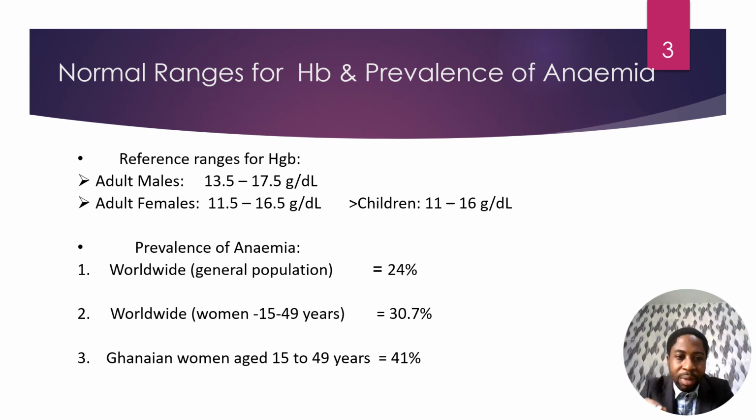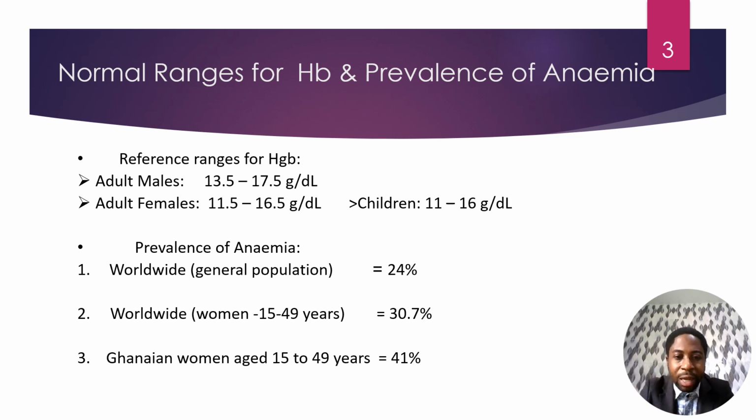The prevalence of anemia worldwide for the general population is 24%. So meaning if you strike the prevalence of anemia for all persons, including children, women, men, the value will be 24%. And the prevalence of anemia worldwide for women aged 15 to 49 years is 30.7%. The prevalence of anemia for Ghanaian women aged 15 to 49 years is also 41%.